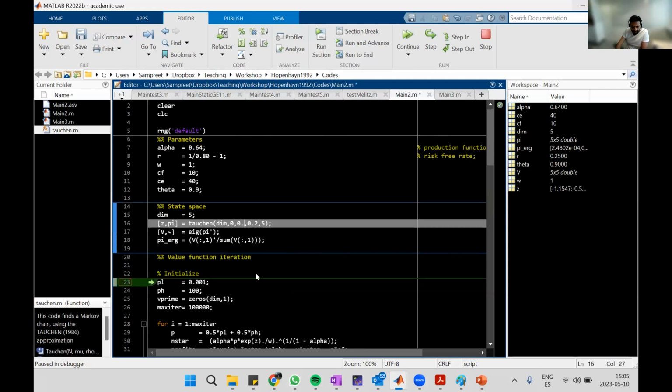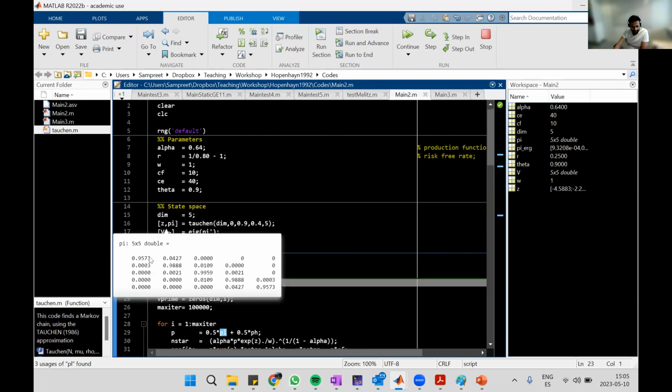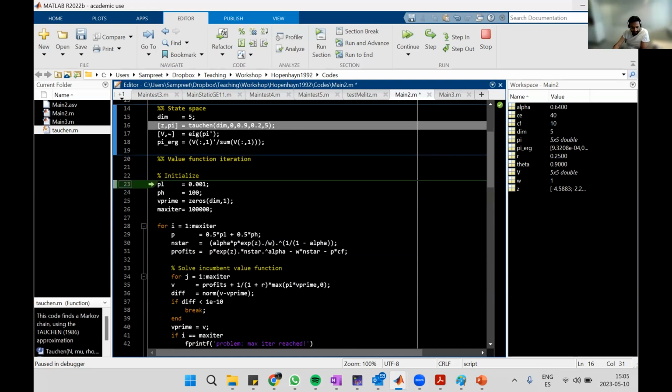So either you can do persistence or you can increase the standard deviation of the productivity process. This will also give you similar results. You see, you have decreased and you have increased the deviation of them. Okay? So you can play with these things. It helps you to understand more.